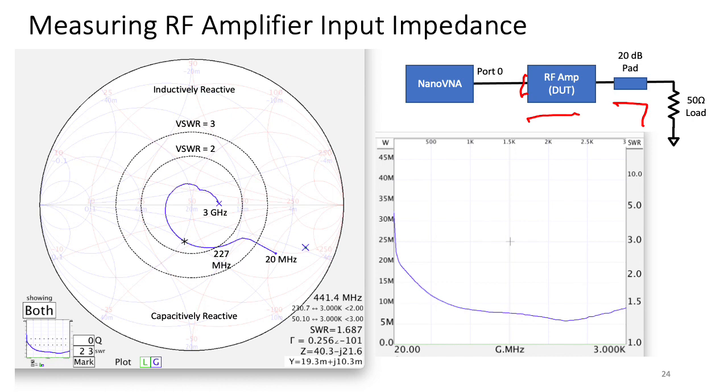And the measurements, as you can see, were made from about 20 megahertz on the low end to 3 gigahertz on the high end. And approximately at 227 megahertz, we'll see that the standing wave ratio has reached a value of 2 to 1 or less. From the Smith chart, you can get the real and imaginary components of the input impedance.